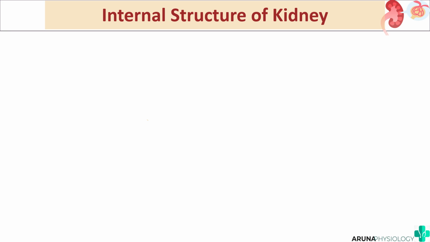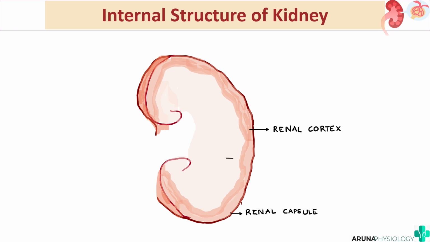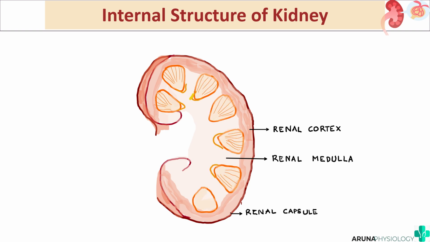So first we should have a basic idea about the internal structure of the kidney. So we know the kidney has got outer cortex and a medulla, and it is covered by the renal capsule, and inside the medulla we've got these pyramidal structures which are called the renal pyramids. In fact, it is in the cortex and in the medulla that we've got the nephrons.